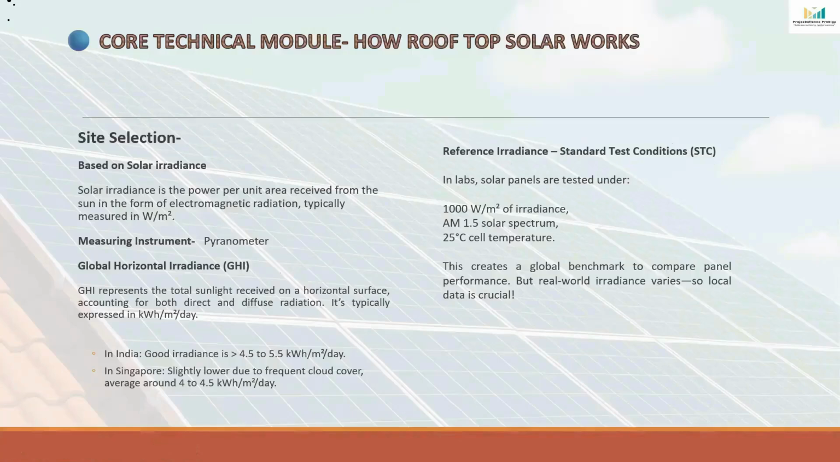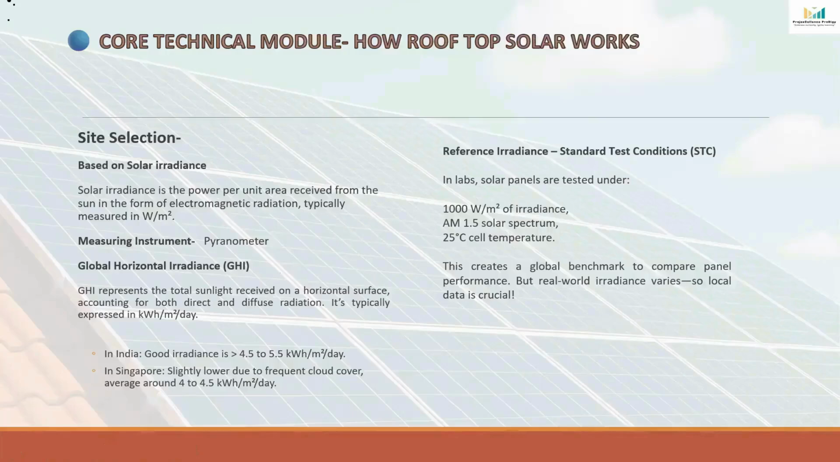Before solar panels come to the market, they are tested under controlled conditions called STC, standard test conditions. In labs, solar panels are tested under these conditions. The first one is 1000 watt per square meter irradiance. It means the solar panel is placed under a calibrated light source, which we call a solar simulator, that emits light at an intensity of 1000 watt per square meter on the panel surface. The second test condition is the AM 1.5 solar spectrum.